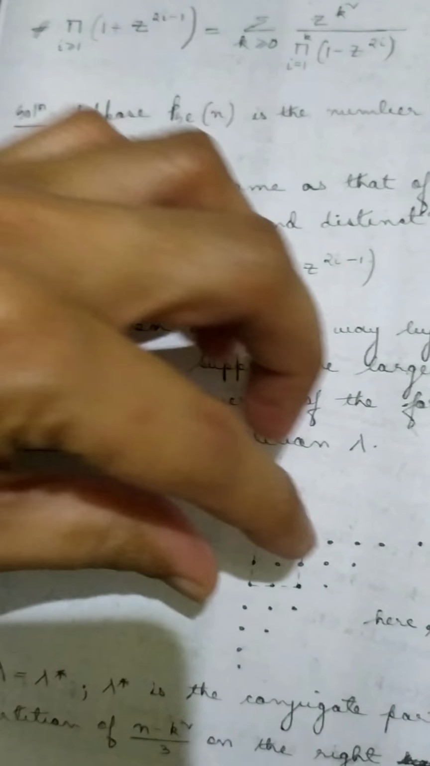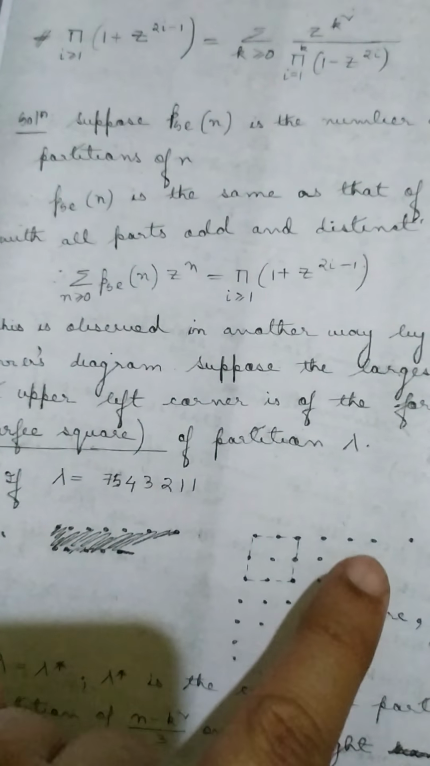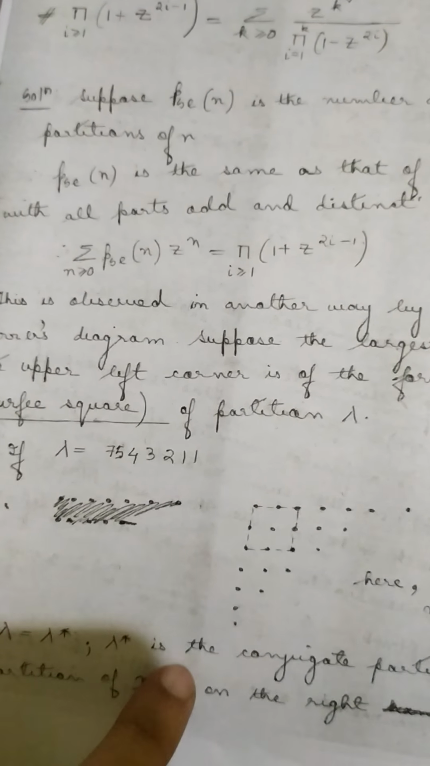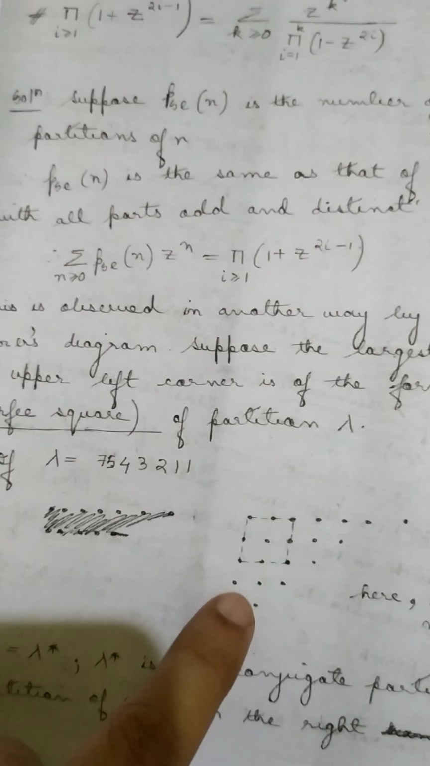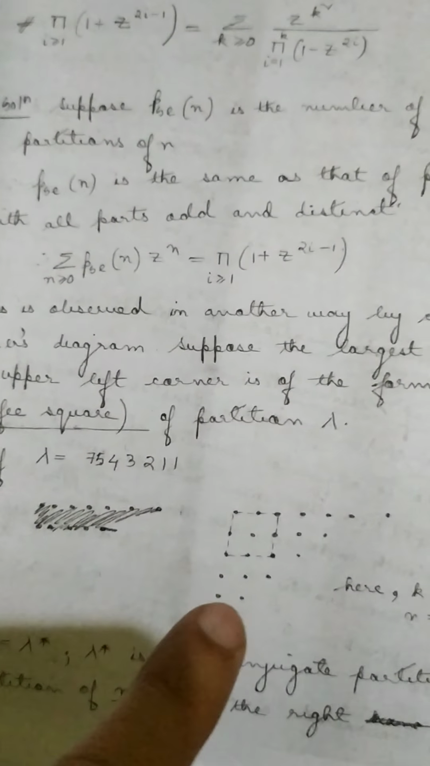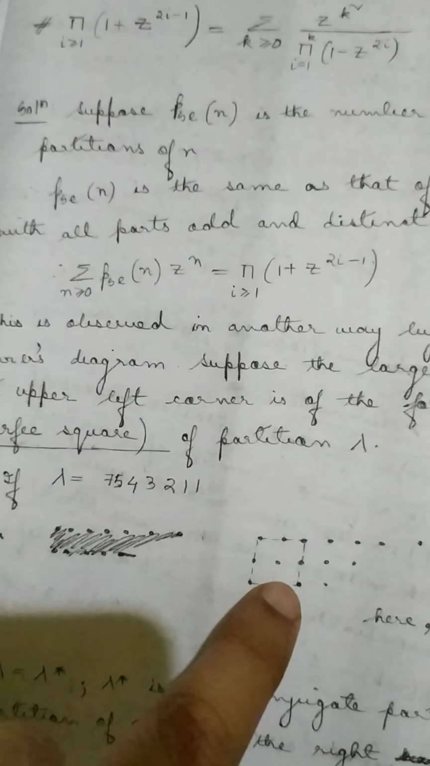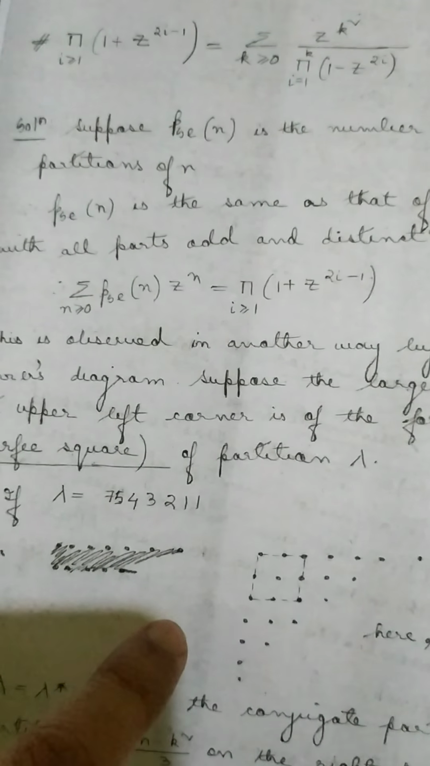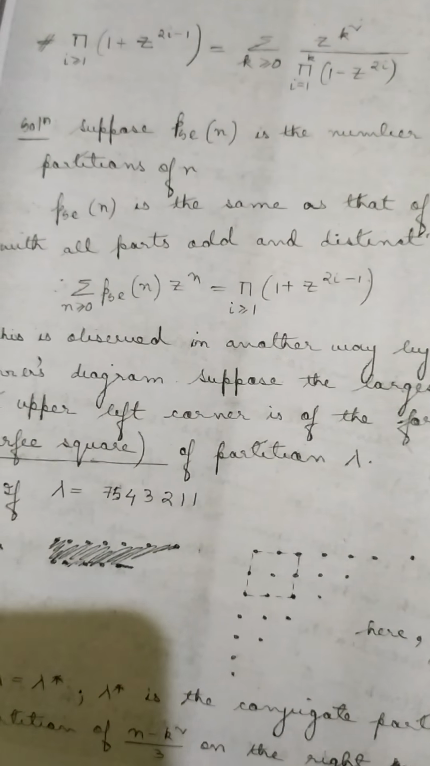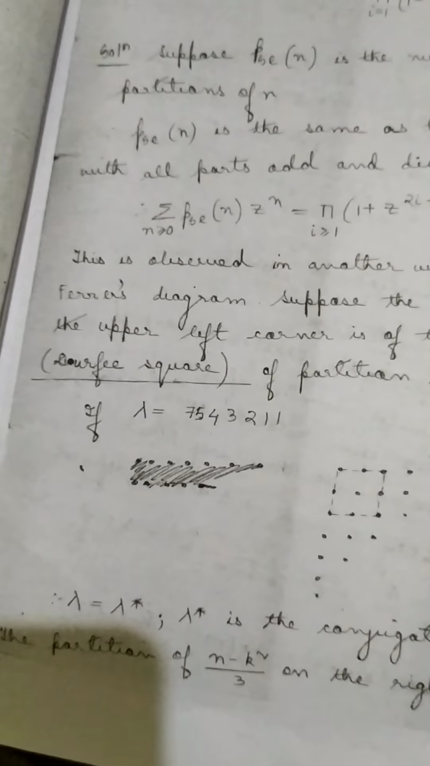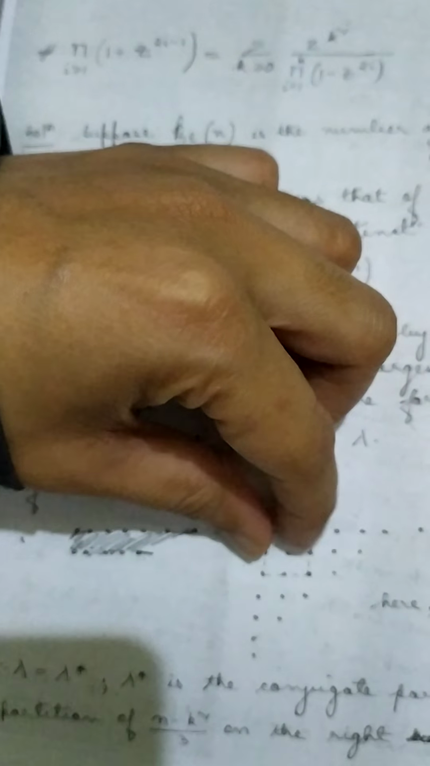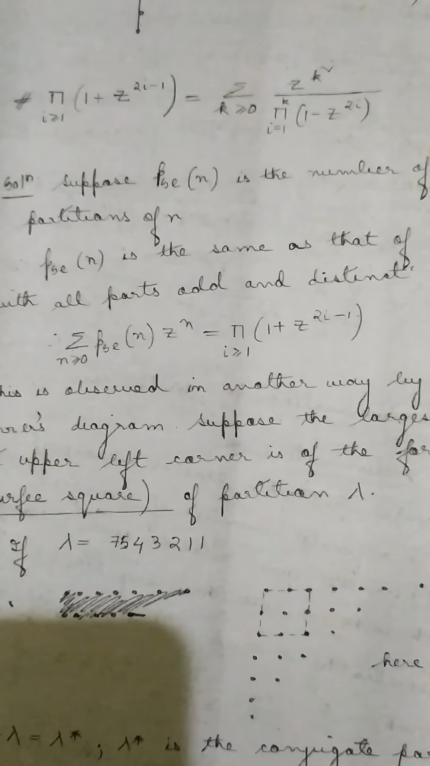Each of these partitions, after deleting this k square dots, is a partition of (n minus k square) divided by 2. Each of these, this and this, are the same partition, and each of them contains at most k dots. It is not possible that they contain more than k dots, because we have already deleted this Durfee square of k by k.